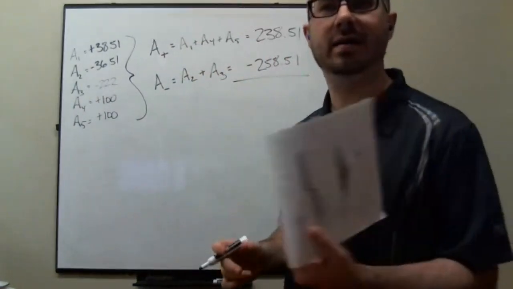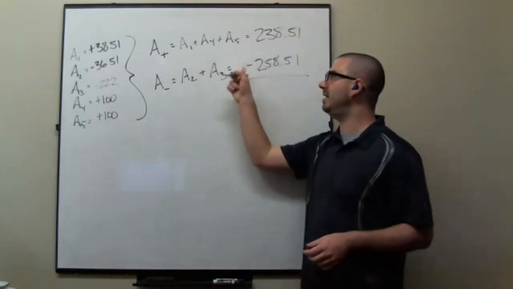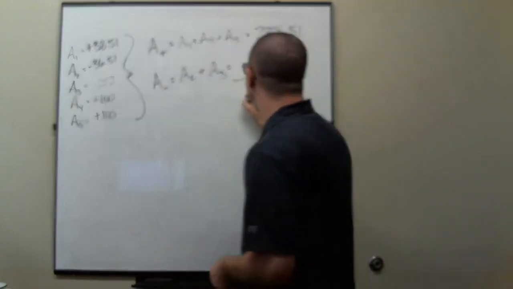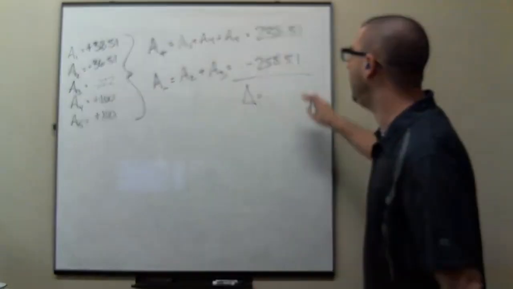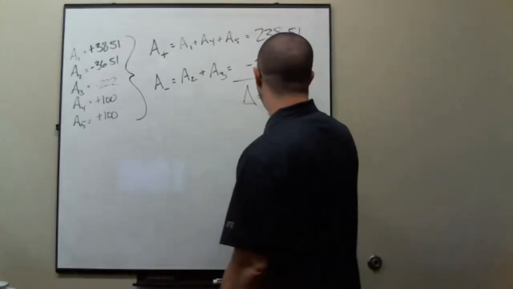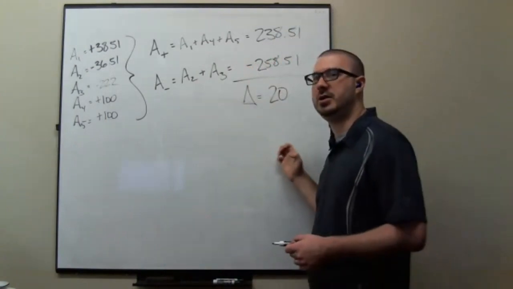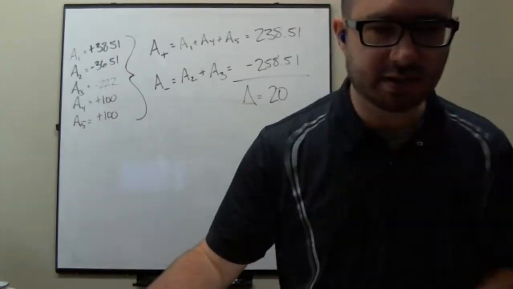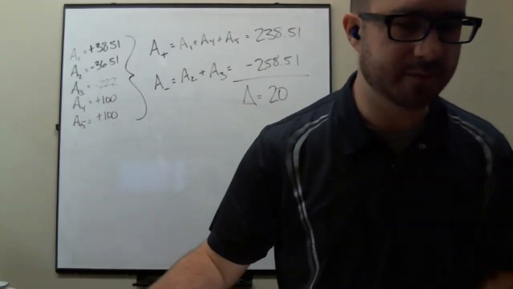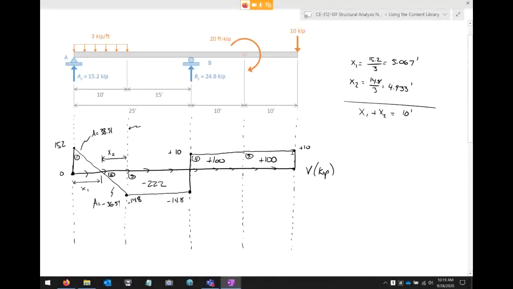Dagnabbit, they don't match, right? So this is what was going to happen. Area positive and area negative doesn't match. So how far off are they? What's the difference? We have 258 and 238, and the difference, just from a magnitude perspective, is 20. Why did the difference come out to be 20? Because that's how much our concentrated moment was. When you go back to the original problem, look at the moment. The concentrated moment is 20, and so the difference is that 20.